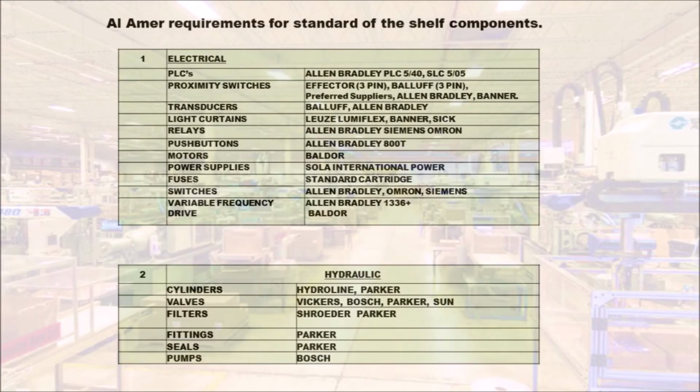The following are Amer requirements for commercial off-the-shelf components. 1. Electrical. PLCs Allen Bradley PLC 540, SLC 505. Proximity switches Effector, 3-pin, Balluff, 3-pin. Preferred suppliers, Allen Bradley, Banner. Transducers Balluff, Allen Bradley. Light curtains Lumiflex, Banner, SICK.